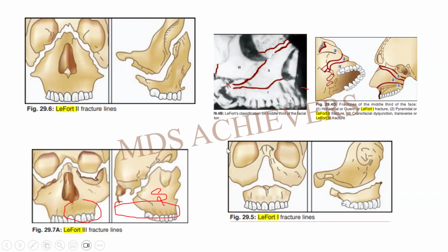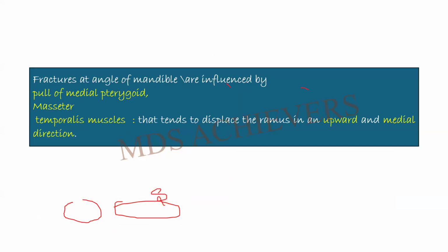Actually, the name Le Fort was given after a scientist called Le Fort. What he did was take unclaimed skulls and throw them on the ground. Then he observed that most commonly only three fractures were seen in all these skulls: Le Fort 1, Le Fort 2, and Le Fort 3. That's how the names have been given, as given in this Manipal book of general surgery.